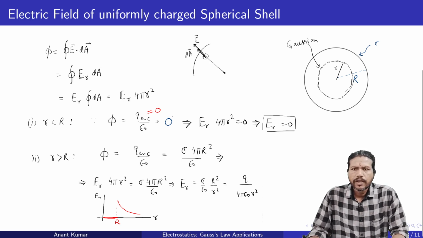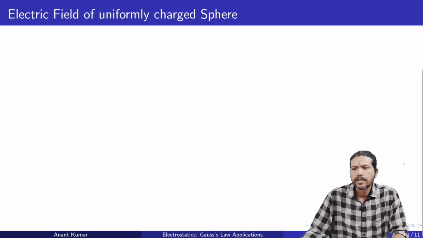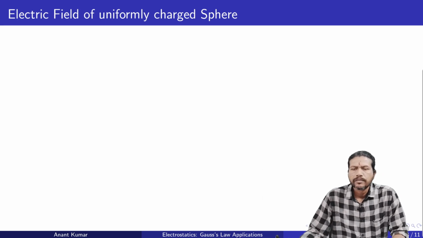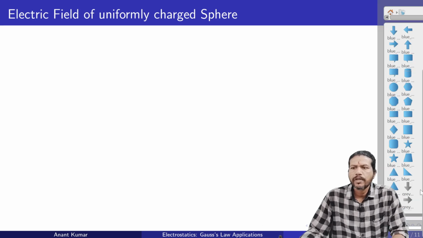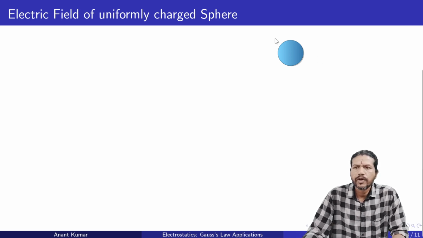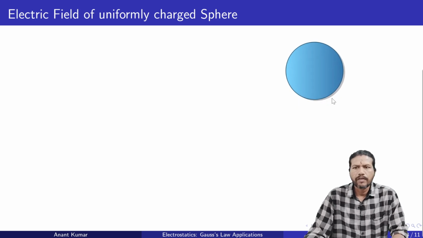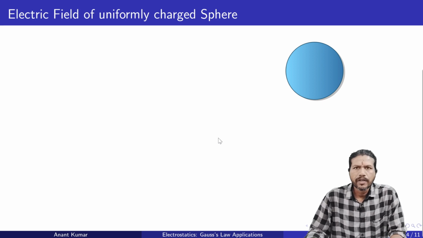Now, next we consider what happens when the charge is not only on the surface but also within. So what I have in this case is a solid sphere, a sphere which has been charged throughout the interior. So the entire charge is distributed all over the interior, right? So we have a solid sphere, and I'm interested in finding out the electric field for points which are inside as well as outside the sphere.